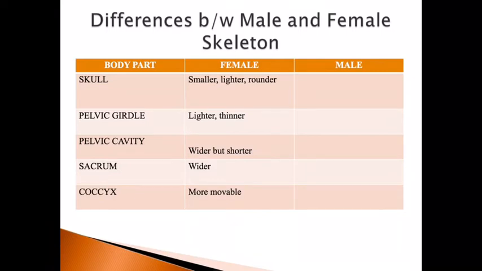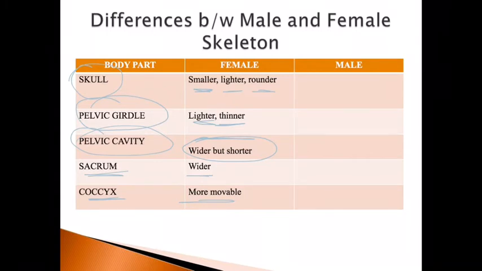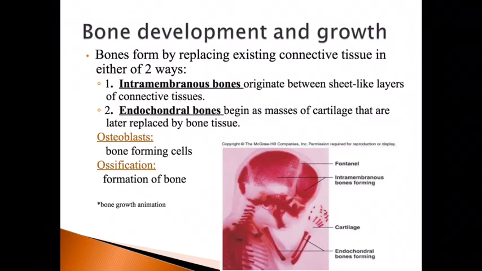All right, so when looking at a skeleton, how can we tell the difference between a male and a female skeleton? Well, one, we can look at the skull, right? The skull in a female is going to be smaller, lighter, rounder. The pelvic girdle is going to be lighter and a bit thinner. The pelvic cavity is going to be wider but shorter in a female. The sacrum a little bit wider, and the coccyx, which is the tailbone, a little bit more movable. So if you kind of look at all those things together, you can determine the difference between a male and a female skeleton.